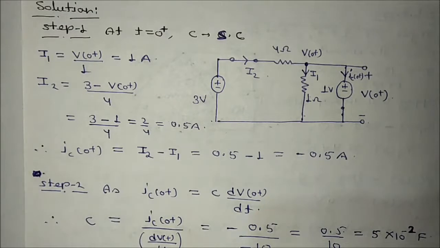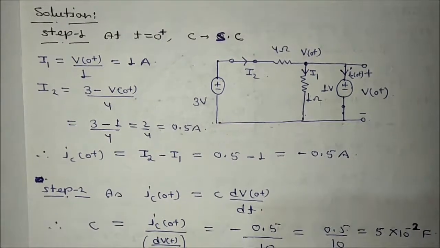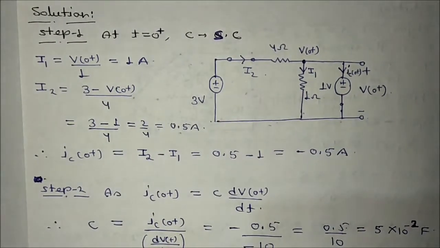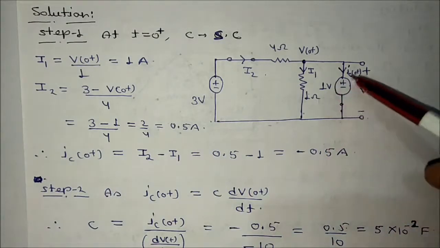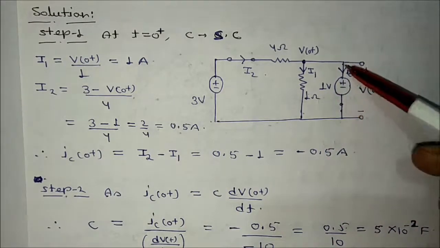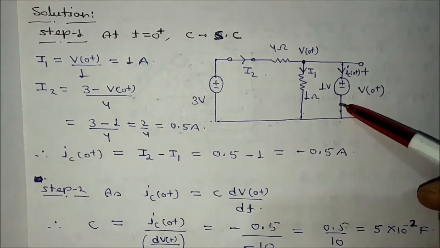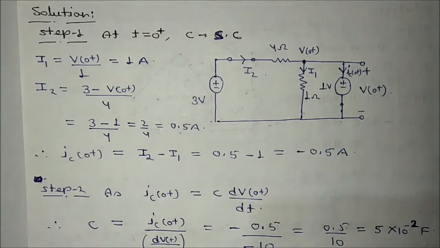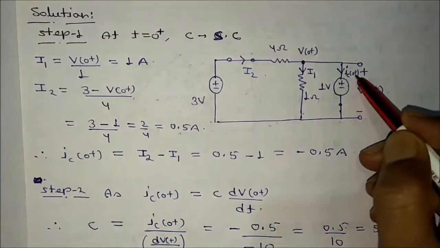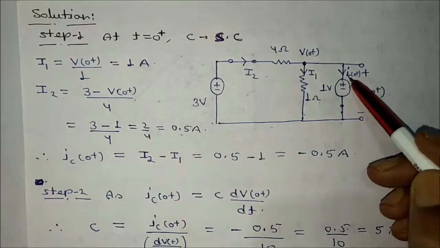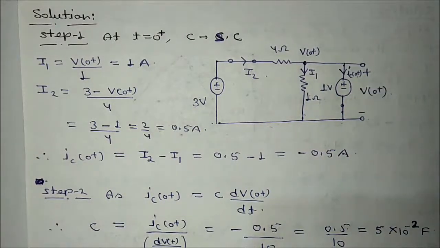Now it is asking about the C value. To get the value of C, we have to know about V and IC both. If we can get the value of IC, then we can easily find the value of C. Why? Because dV by dt has been given to us, and IC is equal to C dV by dt. So the prime objective is to get the value of IC 0 plus, and from this circuit we can easily get it.